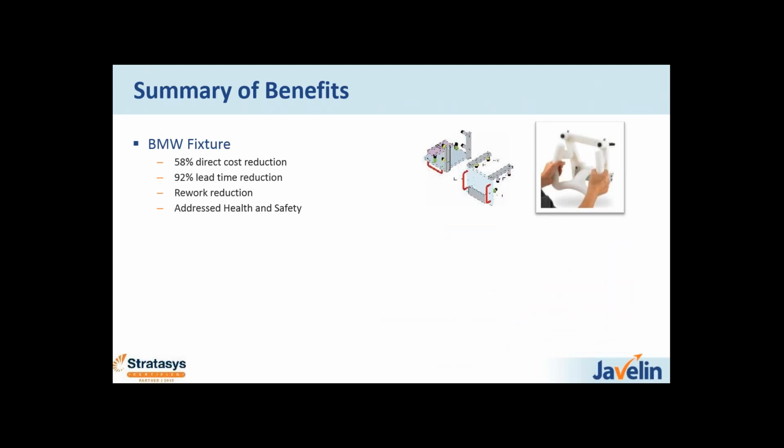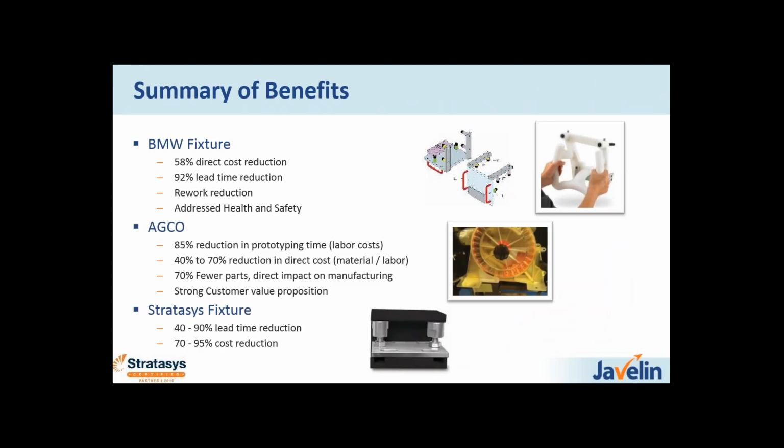So let's just quickly summarize those benefits, and then we want to get into the heart of this, the actual numbers. So we've got cost reductions, lead time reductions, we're addressing health and safety issues, we're building strong customer value propositions, and we are having a direct impact on manufacturing because we're putting fewer parts together. So we've got our summary of benefits. Let's go back over to our fictitious customer that we're looking at, and start to come up with some numbers. So let's visualize our ROI again.